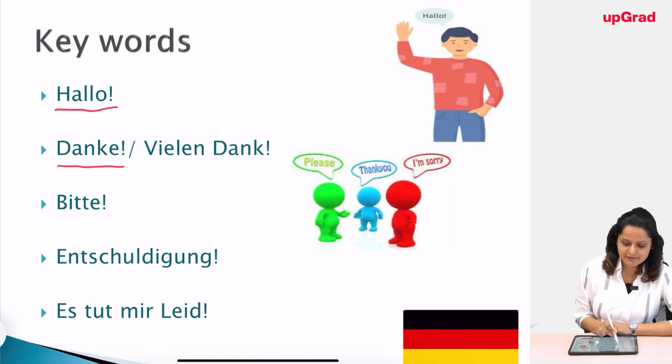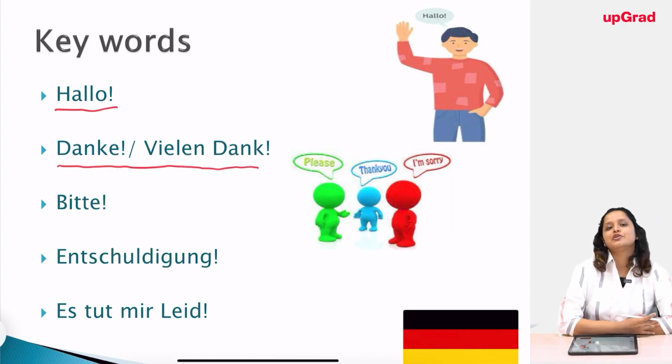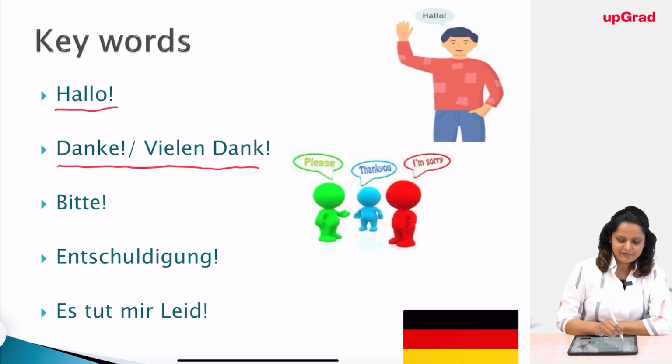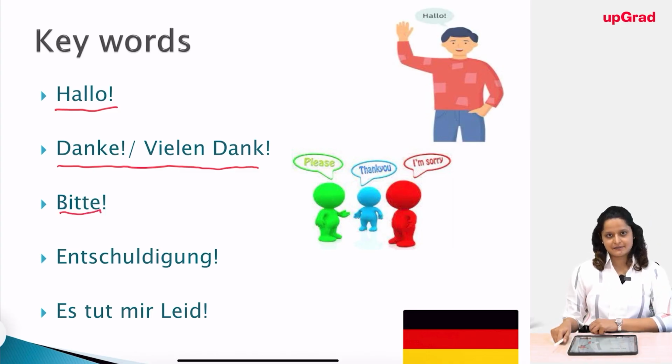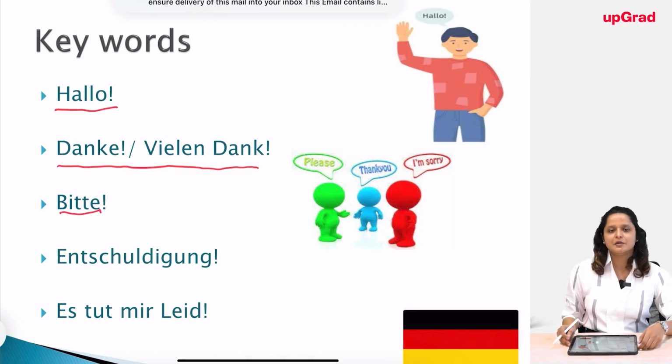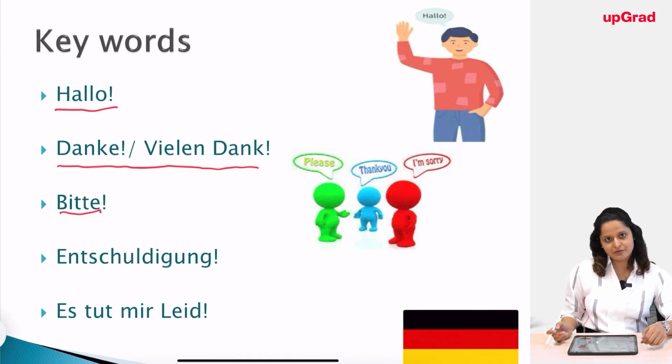The next keyword that we have here is thank you, which comes to danke or vielen Dank. So there are two ways in which you can say thank you. One is by saying danke, other is by saying vielen Dank. After thank you comes the response, which is you're welcome. So in German, when you are trying to say you're welcome, we use the word bitte. So danke, bitte. That comes in combination as thank you and welcome.